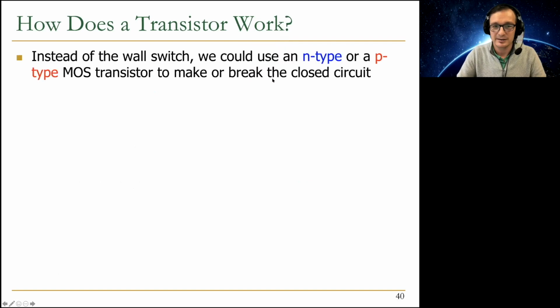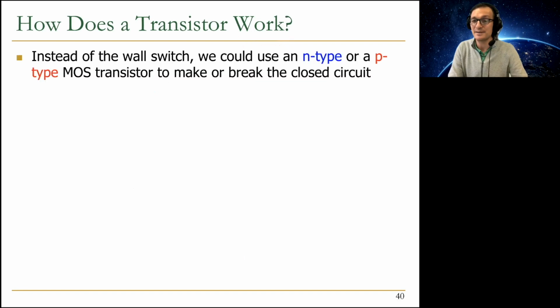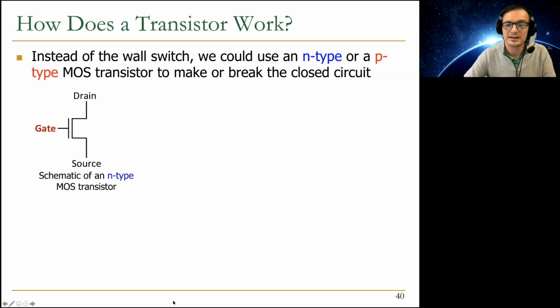Okay, and clearly I can keep doing this back and forth, right? Okay, so you get the idea. So we're going to replace this wall switch with a transistor, essentially. Instead of that wall switch, we could use an N-type or a P-type MOS transistor to open or close, or make or break the closed circuit. So this is our transistor. This is the N-type MOS transistor.